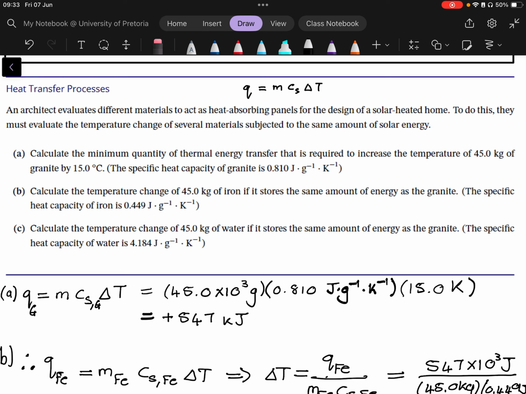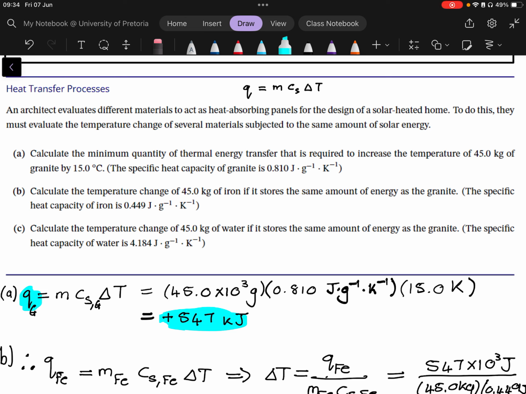So the first question says: calculate the minimum quantity of thermal energy transfer that is required to increase the temperature of 45 kilograms of granite by 15 degrees Celsius. This question asks basically what heat will be absorbed by granite if we have a temperature change of 15 Kelvin or 15 degrees Celsius. It gives us the delta T, the specific heat capacity, and the mass. So you can calculate the heat using the equation, and you will get a value of 547 kilojoules. That's for granite.